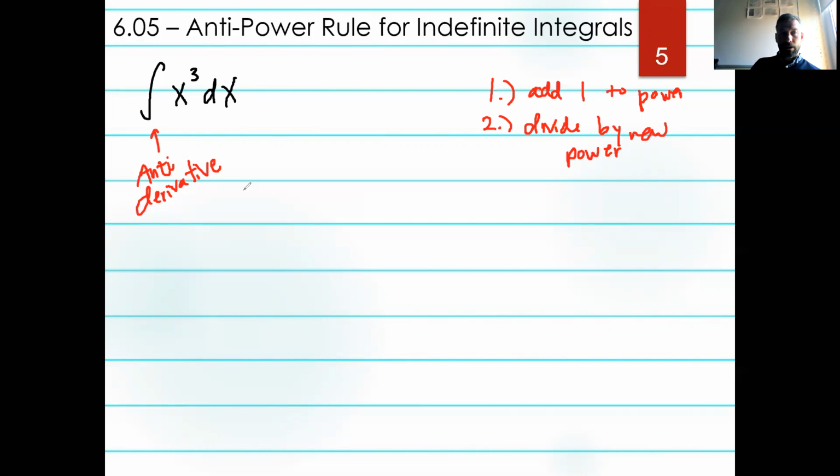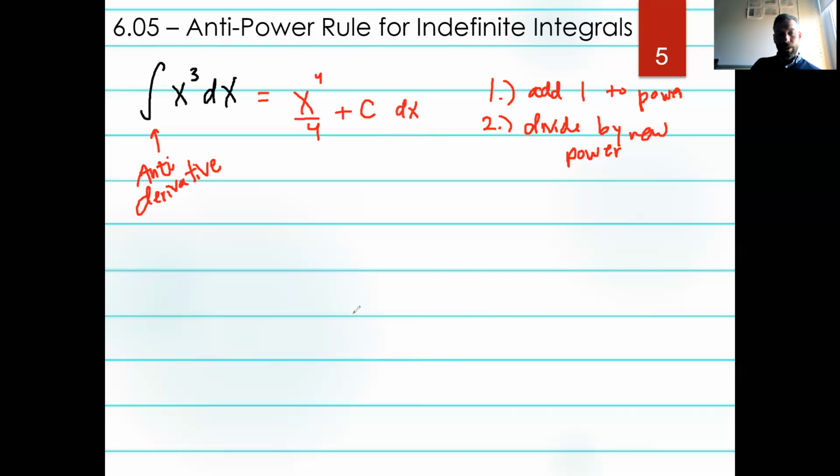So when I do something like this, if I add 1 there, that's going to give me x to the fourth divided by... I added 1. Now I'm going to divide by the new power. My new power is 4, so I'm going to divide it by 4. Now, when we have this, this is good. We're going to add a plus c.